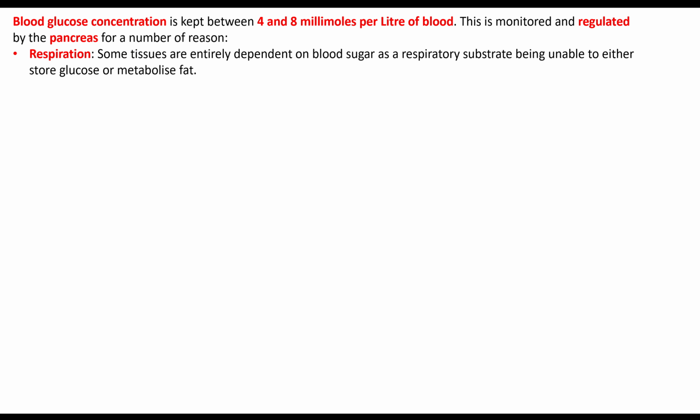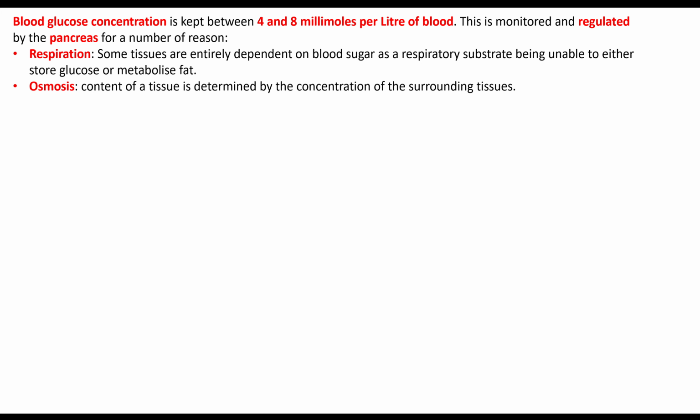Glucose, we know, is necessary for glycolysis to occur. It is the respiratory substrate of choice for most organisms. So we have some tissues that are entirely dependent on the blood glucose levels so that they can then utilize that in the process of glycolysis all the way through to oxidative phosphorylation. That's because they can't store the glucose, there's no glycogen stores. They also are not able to metabolize fat. So because of that, the blood glucose concentration needs to be maintained within this very narrow limit.